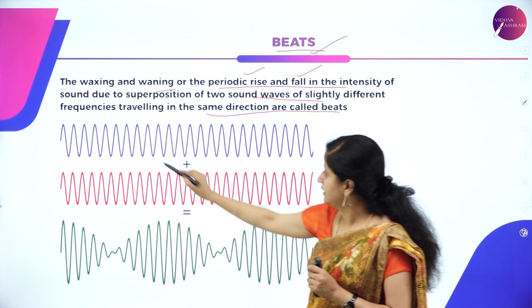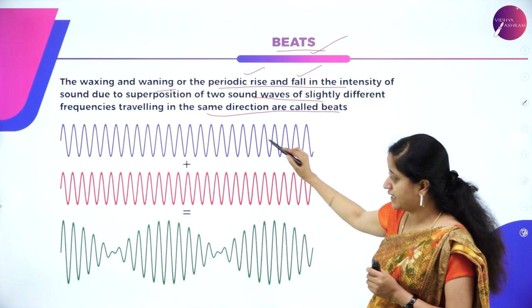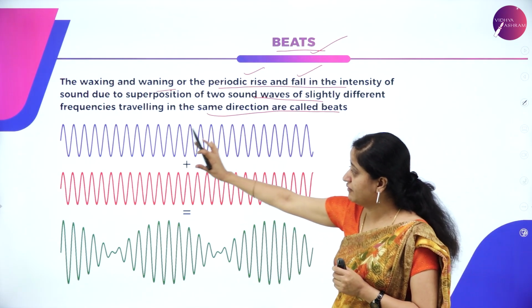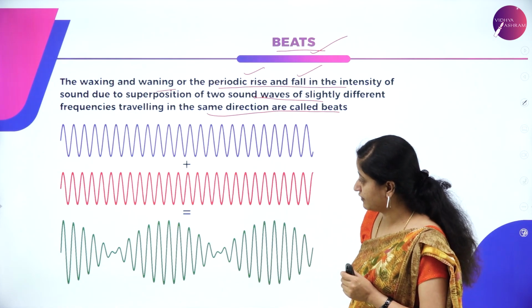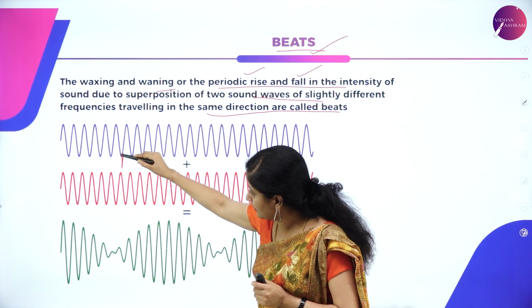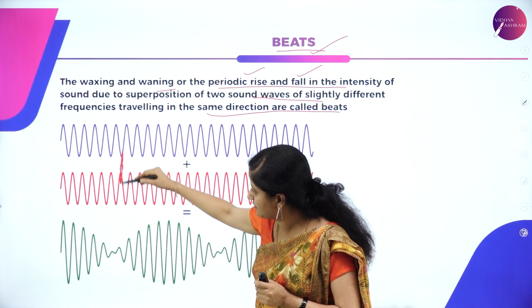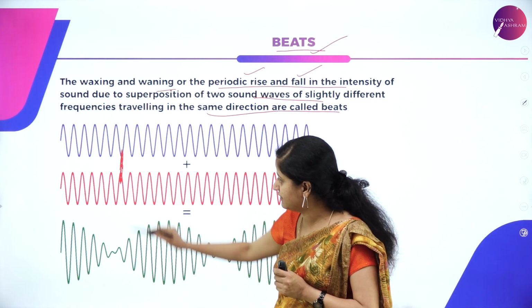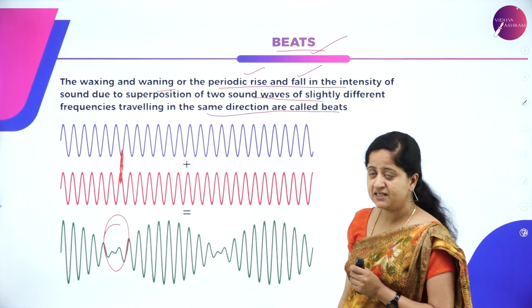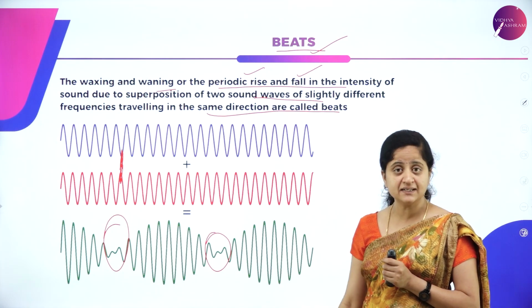Say for example, here one wave is traveling in one direction, and the other one is traveling in the same direction with different frequencies. You can observe here the waning, here the maximum intensity, and here the negative intensity. When they both superpose on each other, we can observe the rise or fall in the intensities in the resultant wave.